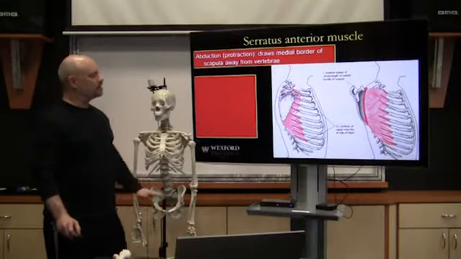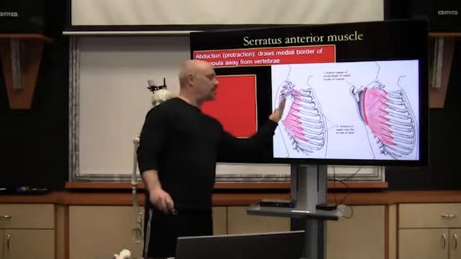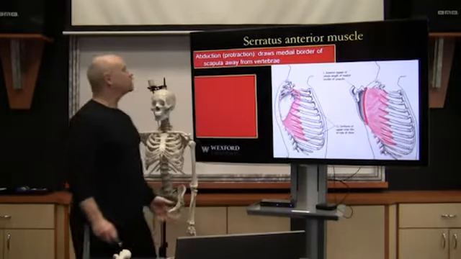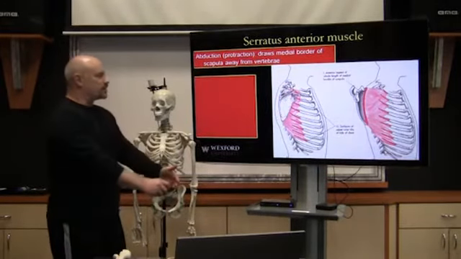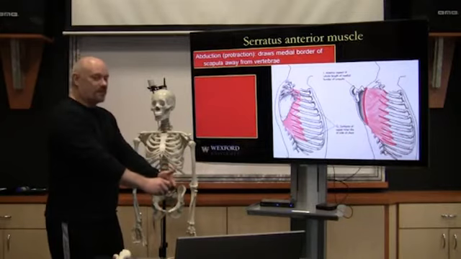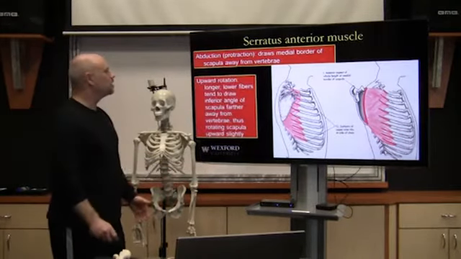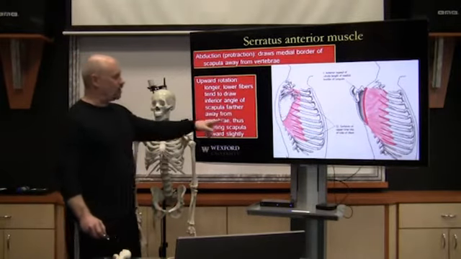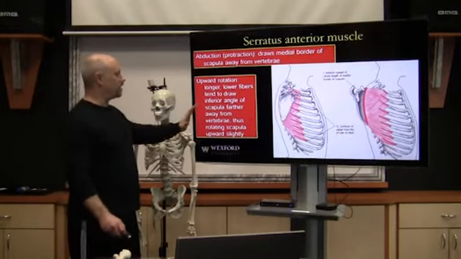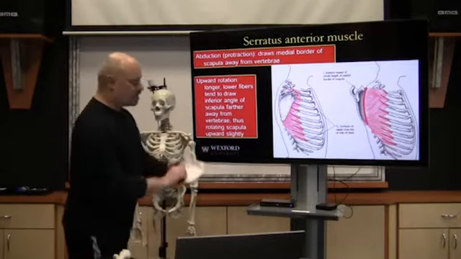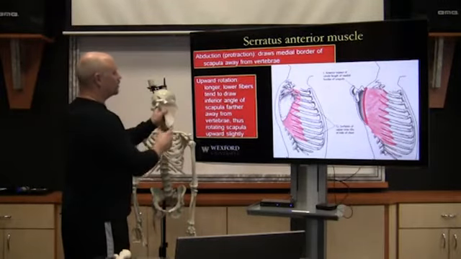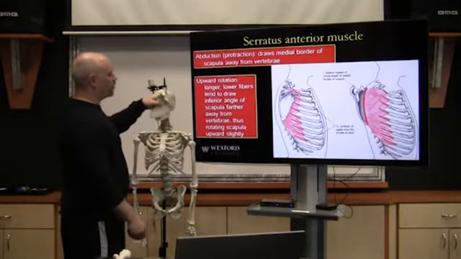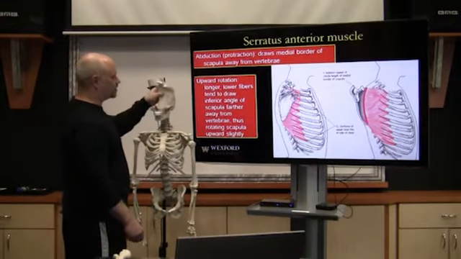Serratus anterior attaches to the rib cage and on the front side of the scapula. They cause protraction, drawing the medial border away from the vertebra. It also causes upward rotation because the long lower fibers tend to draw the inferior angle farther away from the vertebra, thus rotating the scapula slightly upward.